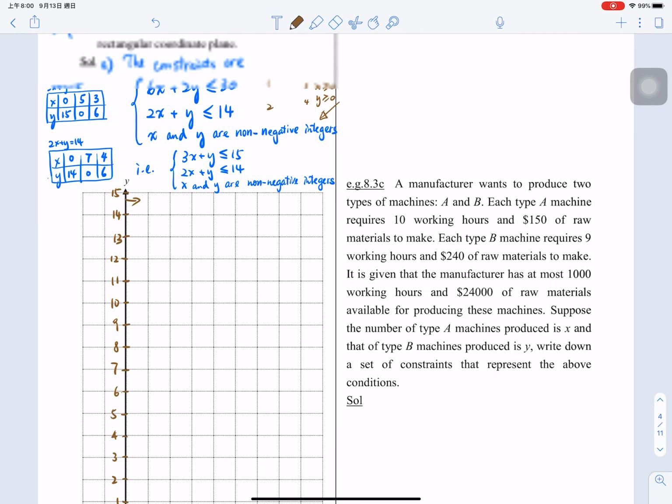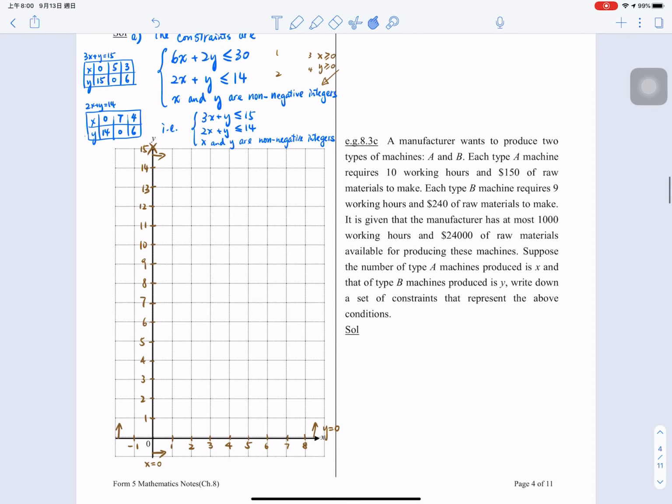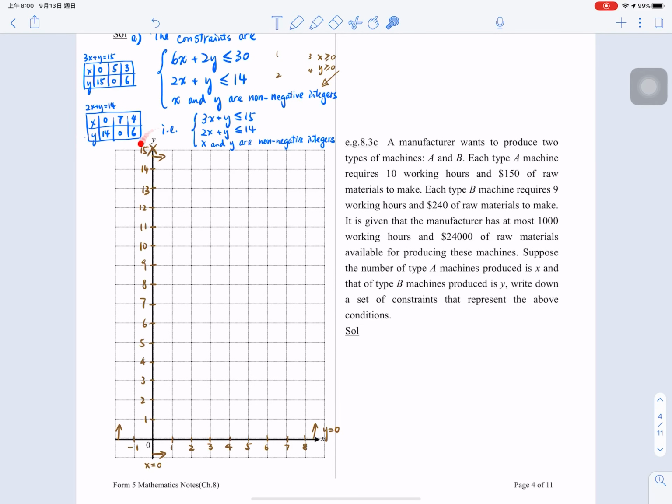So consider the points x equals 0, y equals 15. That means here. Okay, here, x equals 5, y equals 0. That means here. Okay, one more point, 3, 6. 3 and then 6 here.